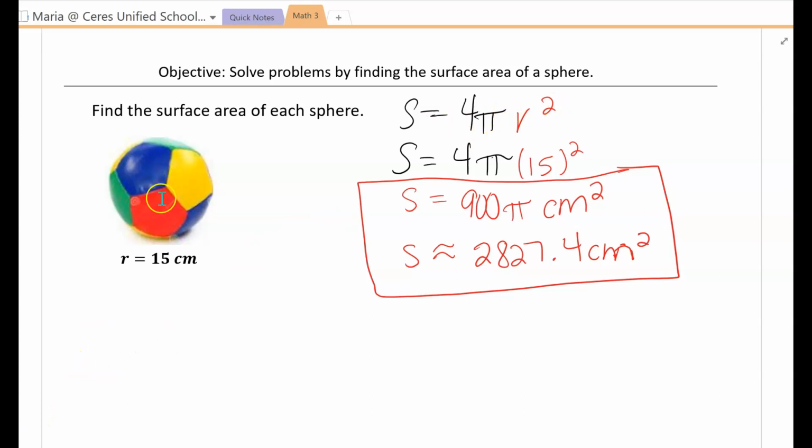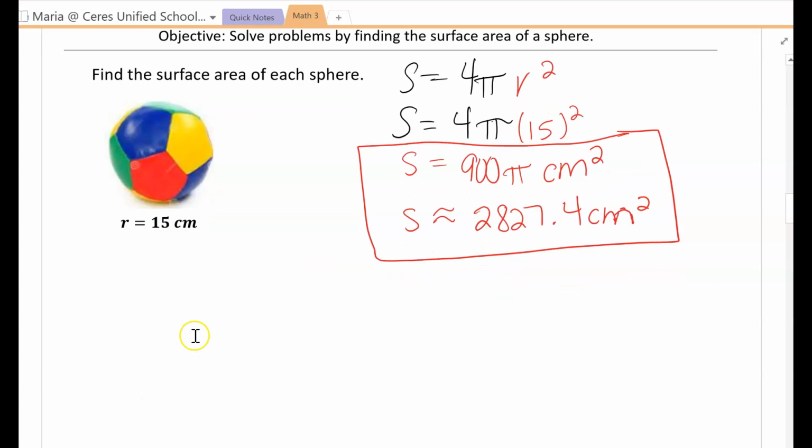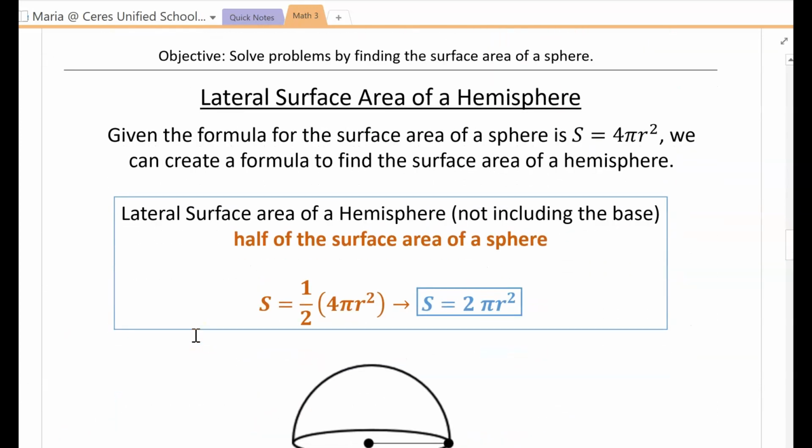Hopefully you paused the video. Here's the solution. The radius is 15, so you go 15 squared and then multiply by 4. That gives you 900 pi centimeters squared as the exact answer. If you take 900 times pi, that gives you your approximate answer, 2,827.4 centimeters squared.